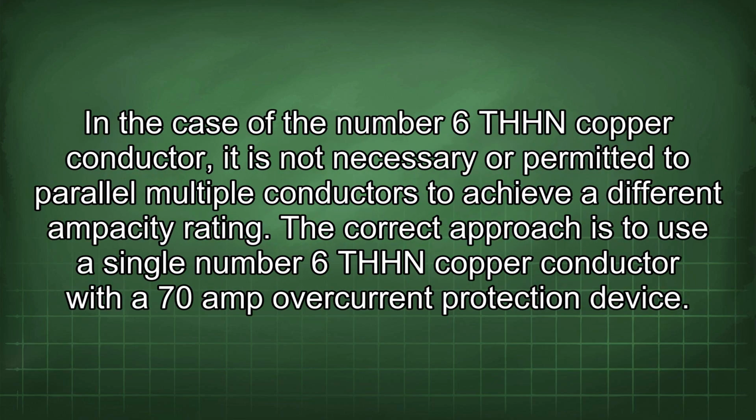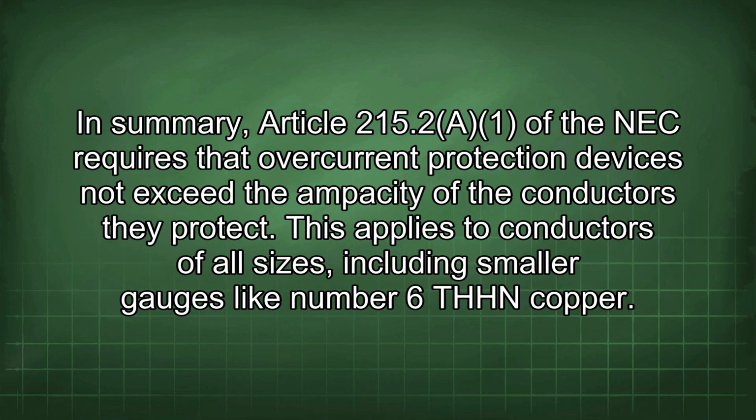In the case of the number 6 THHN copper conductor, it is not necessary or permitted to parallel multiple conductors to achieve a different ampacity rating. The correct approach is to use a single number 6 THHN copper conductor with a 70 amp overcurrent protection device. In summary, Article 215.2(a) of the NEC requires that overcurrent protection devices not exceed the ampacity of the conductors they protect. This applies to conductors of all sizes, including smaller gauges like number 6 THHN copper.